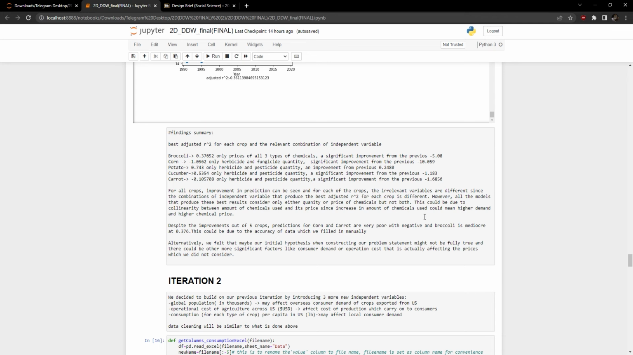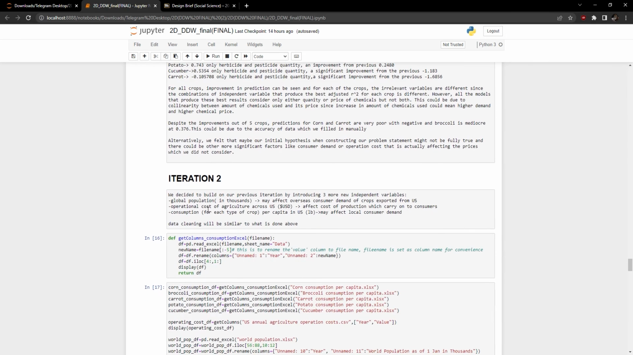It is probably because we have a lot of omitted variables that we believe might be relevant. As you can see, price of crop may not be just attributed to quantity or price of the pesticides and herbicides we used. So we decided to add in a lot of relevant demand factors as well as supply factors that are able to influence price. So that's what we did for iteration 2.